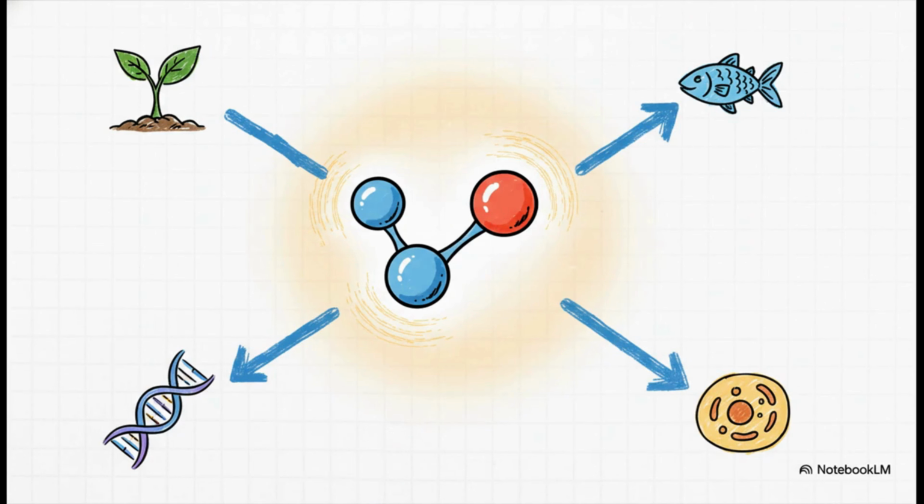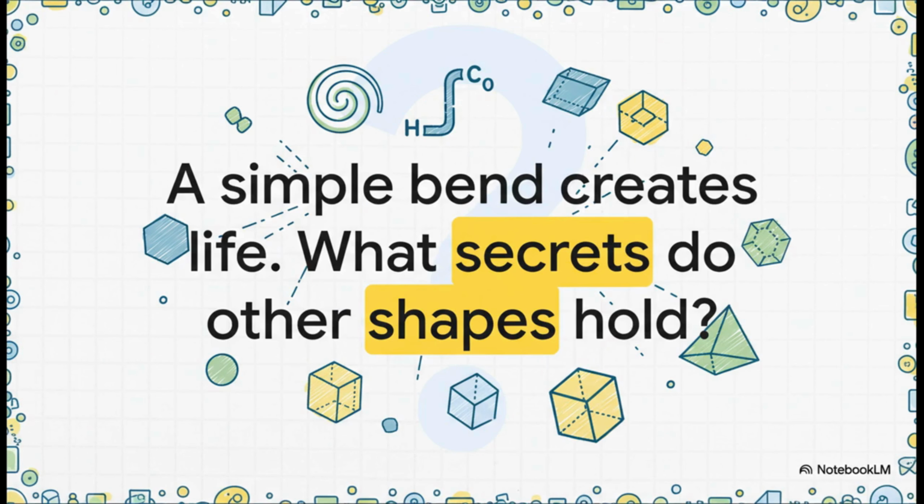So the main takeaway here is this: that bent shape is not a flaw. It's not some random accident. It's a fundamental design feature of the universe, a direct result of those invisible lone pairs. And it is, without a doubt, the key to all life. And that kind of leaves us with one last big question. If a simple bend in a simple molecule is the secret to life here on Earth, what other incredible secrets are just hiding in plain sight, coded into the very shapes that build our reality? It just goes to show, sometimes the biggest answers are found in the very smallest places.